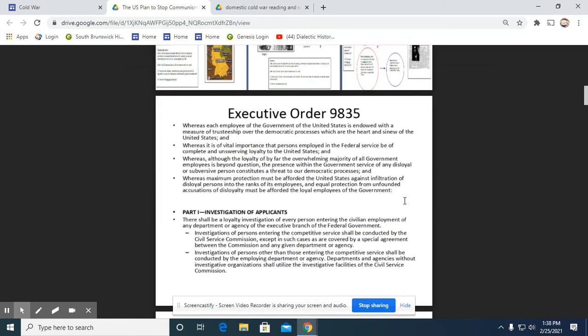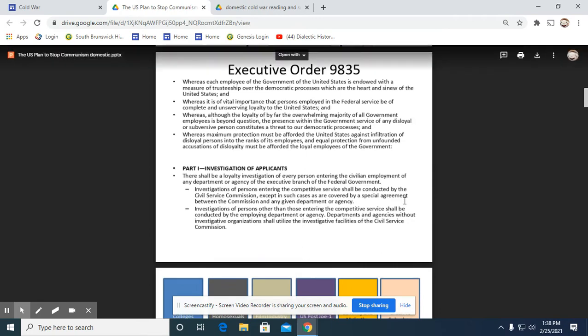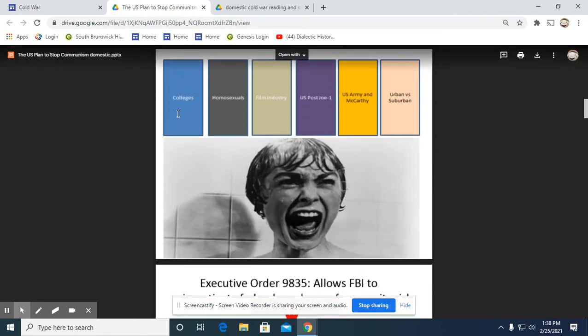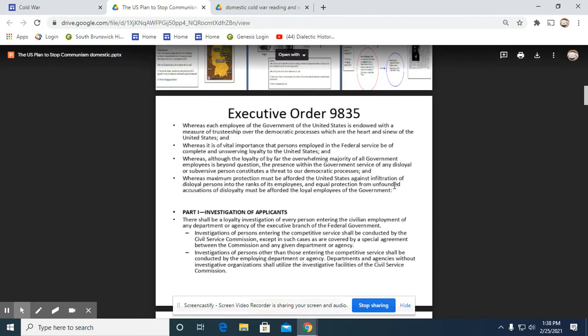Let's take a look here at Executive Order 9835. What you want to do in your notes is you want to create this chart. So you want to make this chart with 1, 2, 3, 4, 5, 6 headings. And you're just trying to figure out what changes occurred domestically in the United States as a result of the Cold War. So this one is looking at employees of the government of the United States.